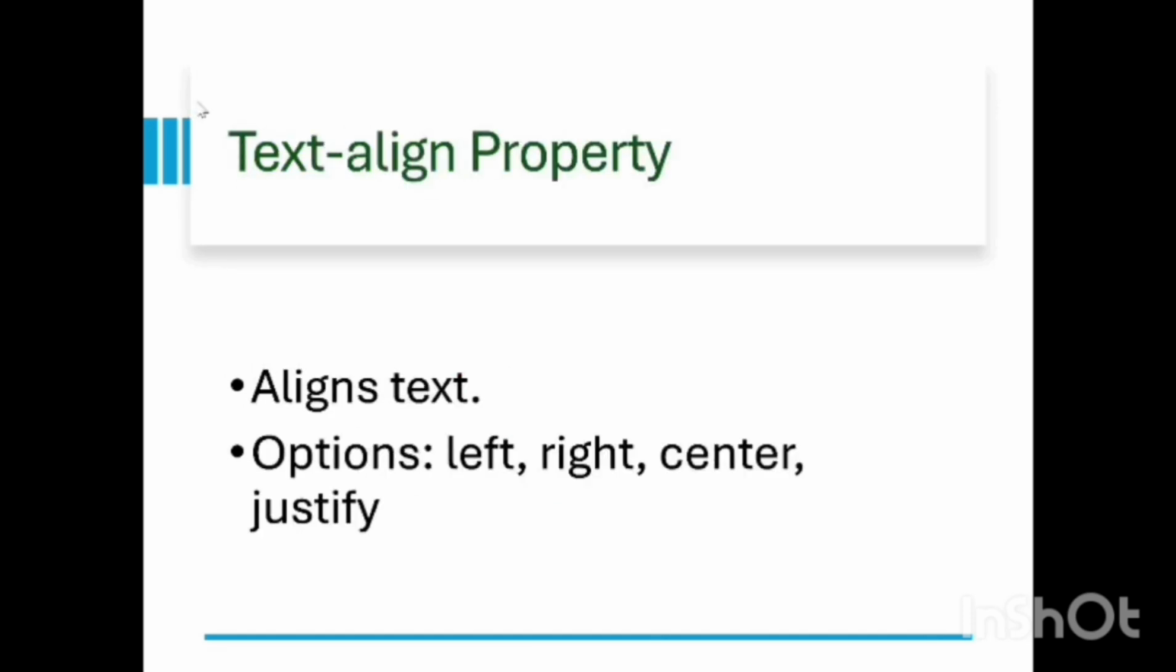Now let's learn about the text align property in CSS. This property is used to control how text is aligned inside its container, like inside a paragraph or a heading. There are four main values you can use. Left. This is the default. It aligns the text to the left side. Right. It pushes the text to the right side. Center. Centers the text in the middle. Justify. Spreads the text evenly across the full width, like a newspaper.